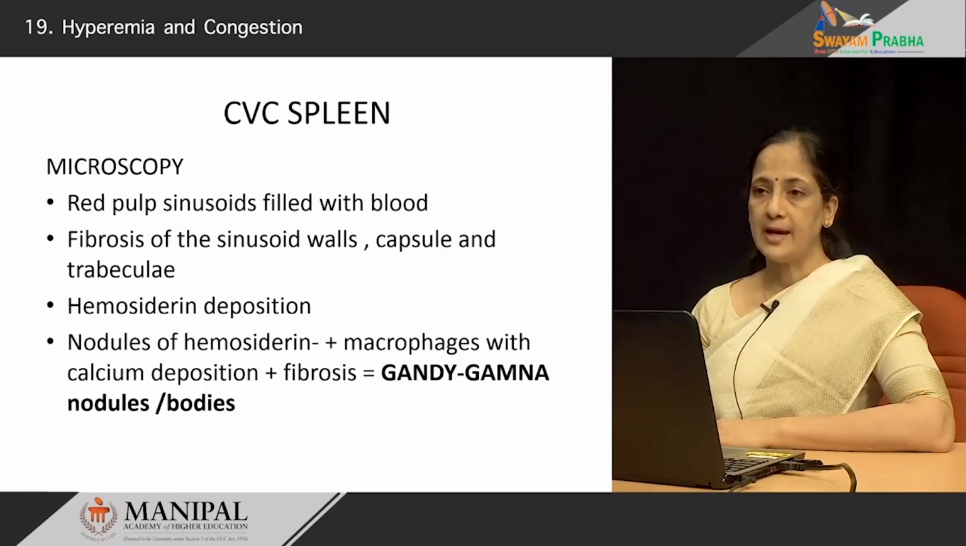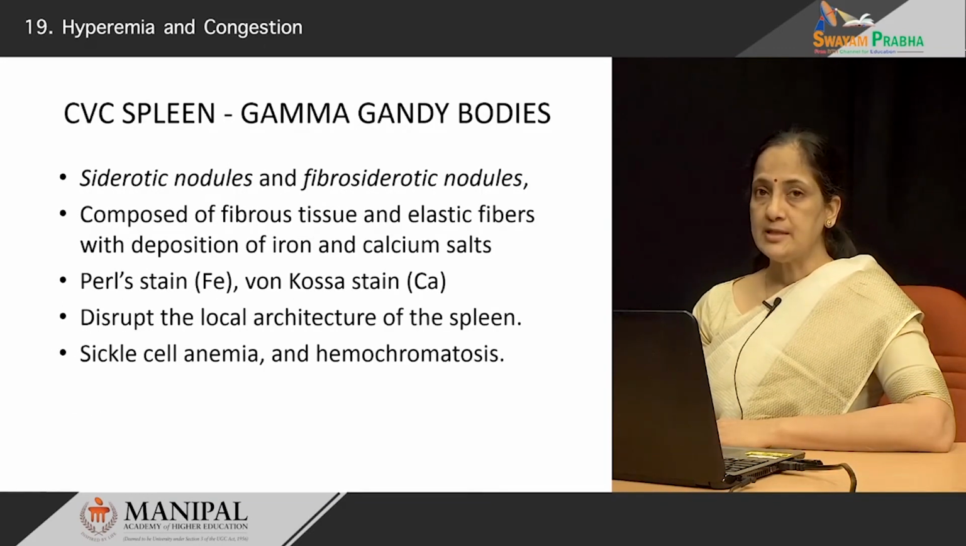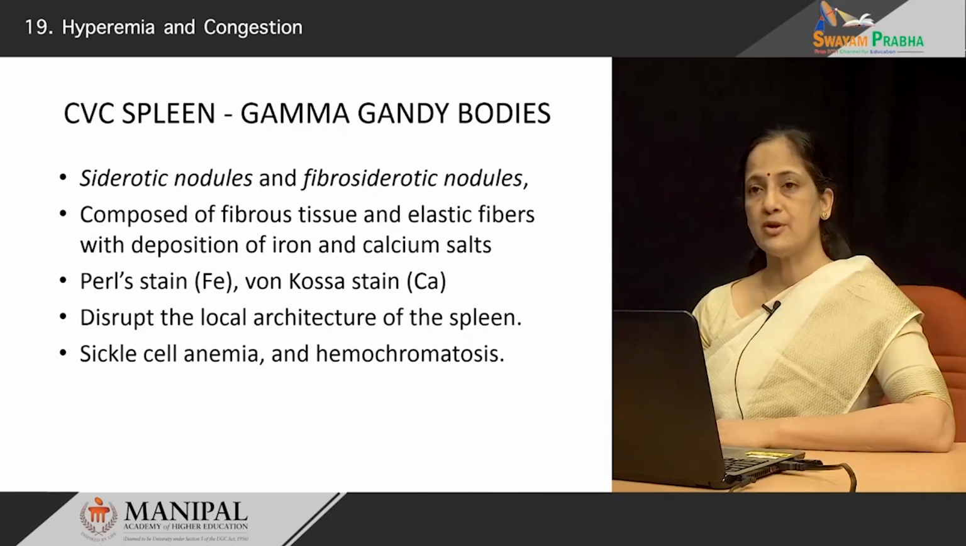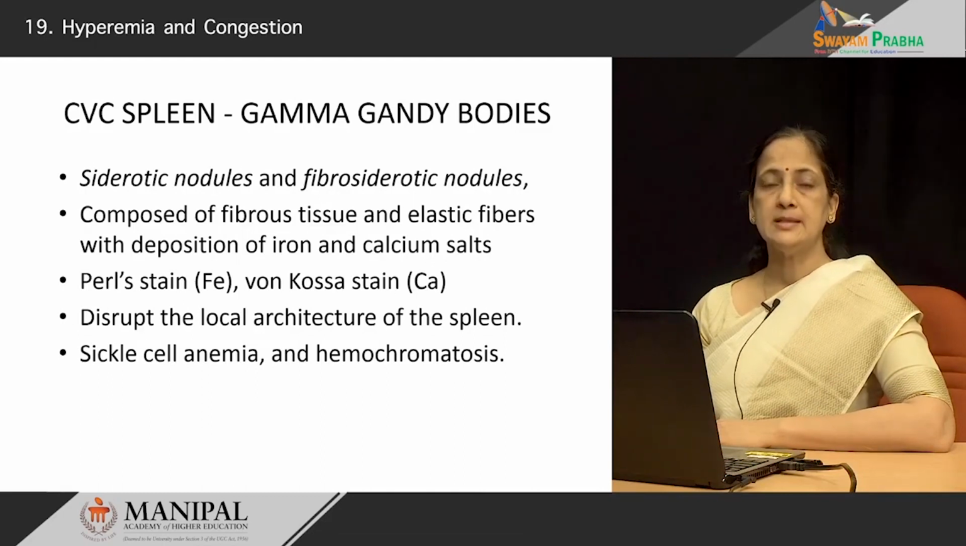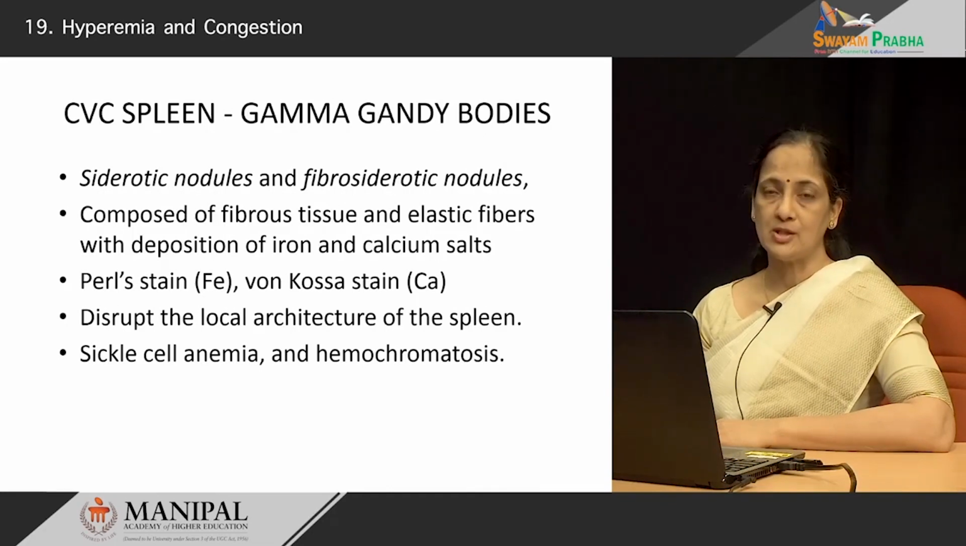This structure together is referred to as the Gamna-Gandy bodies or the Gamna-Gandy nodules. That is, nodules of fibrosis which have hemosiderin pigment deposits and calcification are the Gamna-Gandy bodies. These bodies are also referred to as siderotic nodules or fibrosiderotic nodules. They will stain positively with Perls stain. Perls stain, you know, detects the hemosiderin pigment in the tissue.